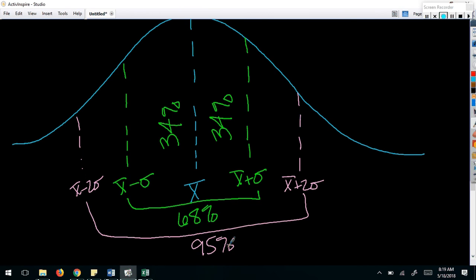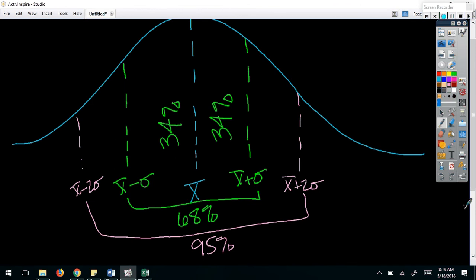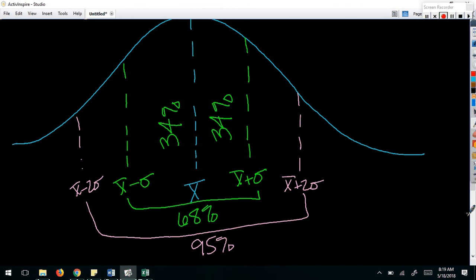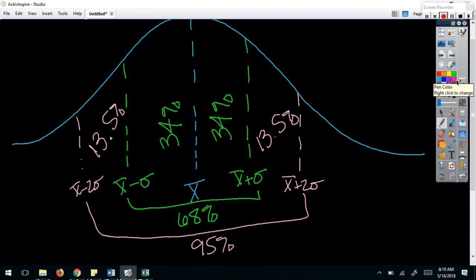So tell me, looking at this, what would the area between the green and the pink be? This one's a little bit harder. Whatever 95 minus 68. What's 95 minus 68? It's 27. Half of 27 is probably 13.5. And then I already told you that 3 standard deviations away contains how much of the data?